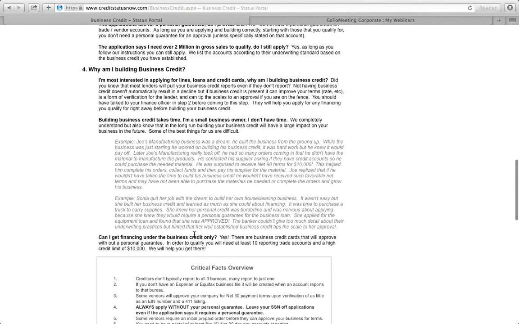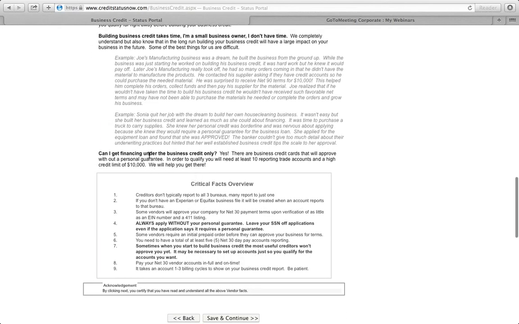There's so many benefits to having that business credit there, and we're seeing more and more the advantages to building business credit because it's developing and growing. Just as we talked about in that webinar, this is something that lenders are integrating more and more into their underwriting process. Okay, so can you get financing? This is a good question, and let's clear this up. Can you get financing under the business credit only?